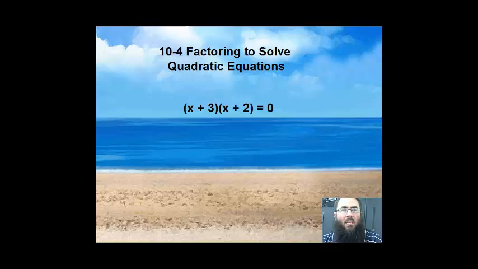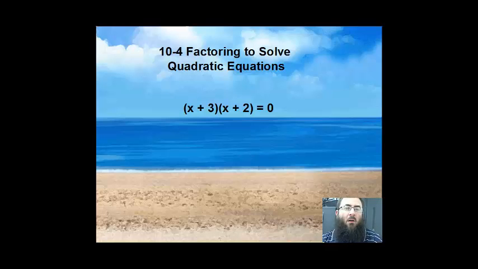So again, this whole idea is figuring out where the parabola crosses the x-axis, at what points, and hopefully we can figure this out without having to graph. So it might save you a little bit of time. As you're taking your notes, keep in mind that you're looking for those two roots where the parabola is going to cross the x-axis.